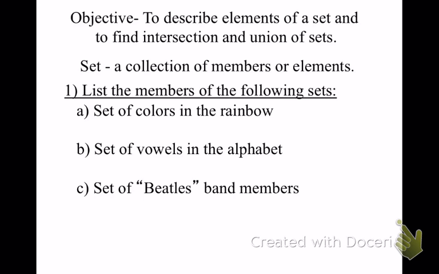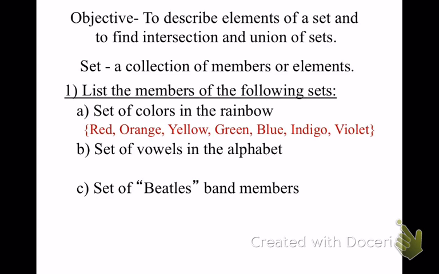Does anybody know the colors of the rainbow? Who are the members of the colors of the rainbow? Let's go, Geneva. Red, orange, yellow, green, blue, indigo, violet. Perfect. So we can look at those like those are members of a group. Okay, how about our vowels? Jesse Hawk. And just our normal ones. A-E-I-O-U. Yeah, these are the members of the vowel set. Does that make sense? Or the elements of the vowel set.